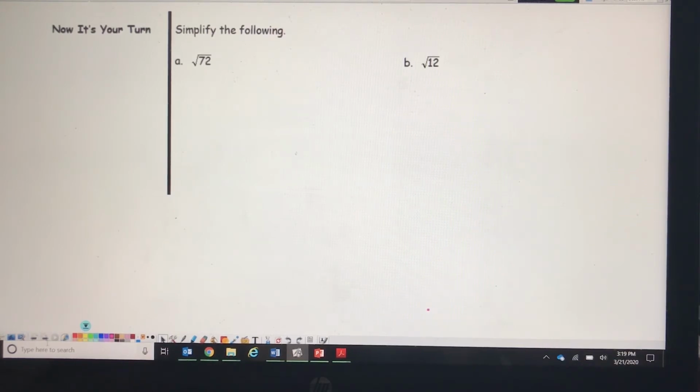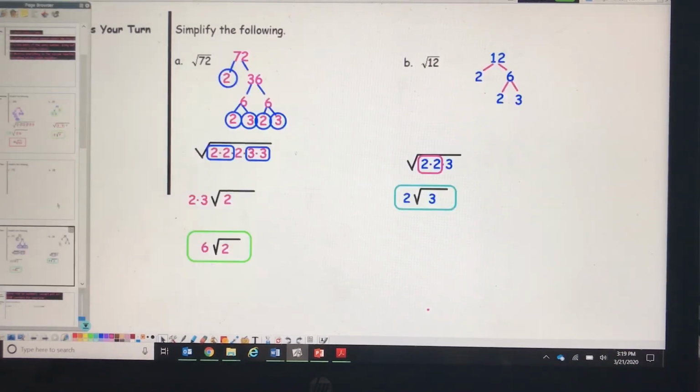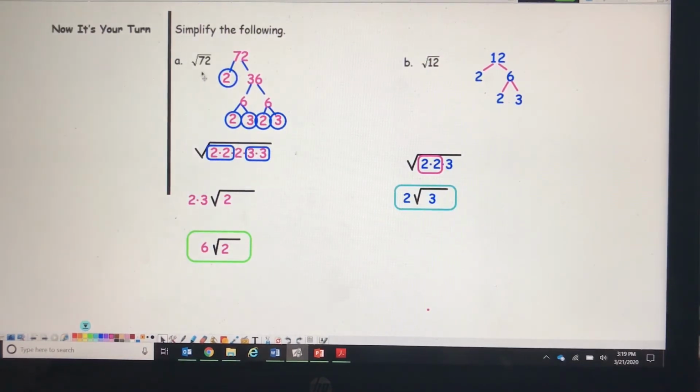Okay, let's see how you did. Here are our answers. The square root of 72, if you broke your factor tree down, I chose 2 and 36. You could have picked any factors of 72. Our steps should look the same at this point if we both factored it completely.